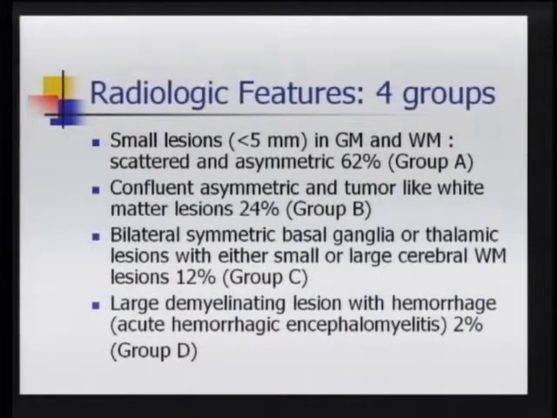Now, the radiologic features are really in 4 groups. Group 1 is most common, where you have these scattered small lesions of T2 hyperintensities that are in the gray and the white matter. And it's very characteristic of children who have transverse ADEM. And a lot of times you can see that in combination with those in group C, and that is that you could have bilateral symmetric basal ganglia or thalamic lesions as well. Less common, you can see this confluent or tumor-like mass that looks like an astrocytoma or a large demyelinating lesion that has a hemorrhage in it.